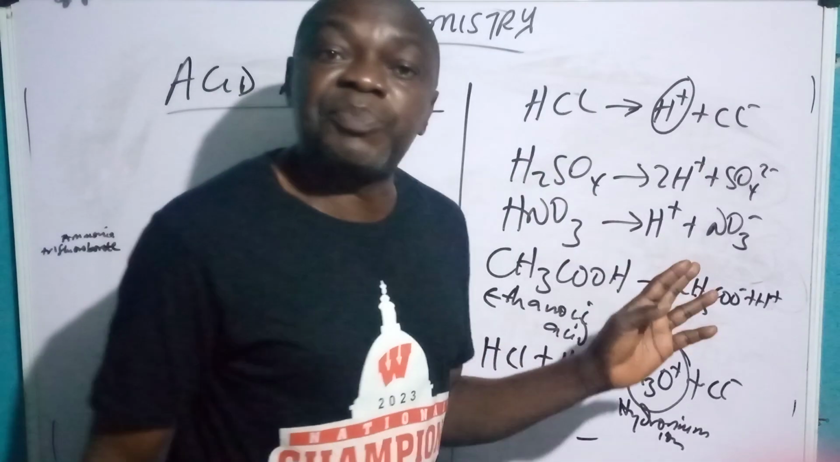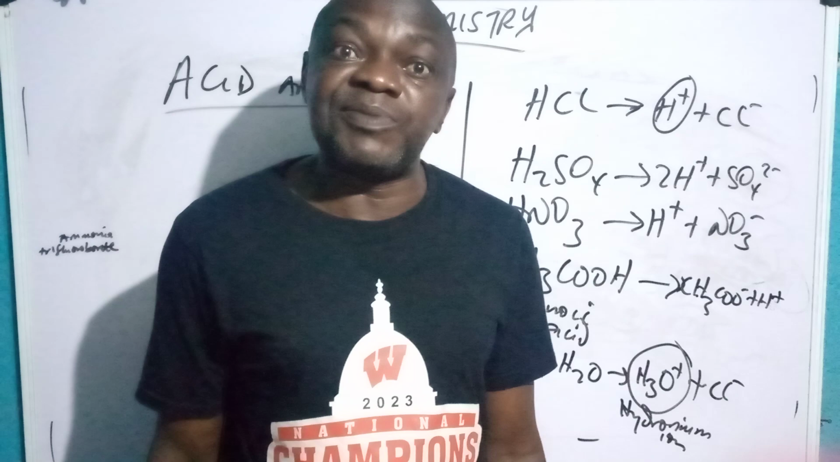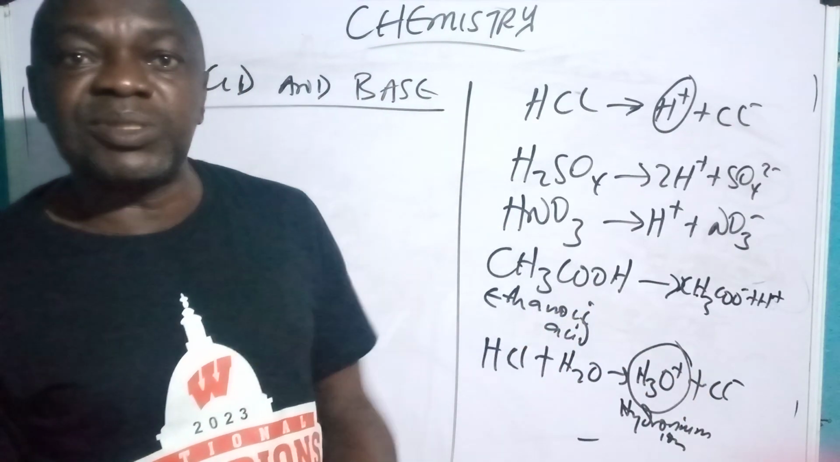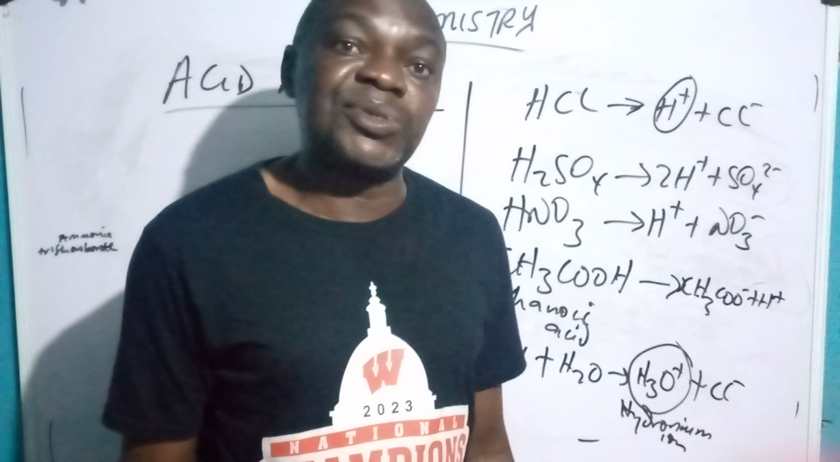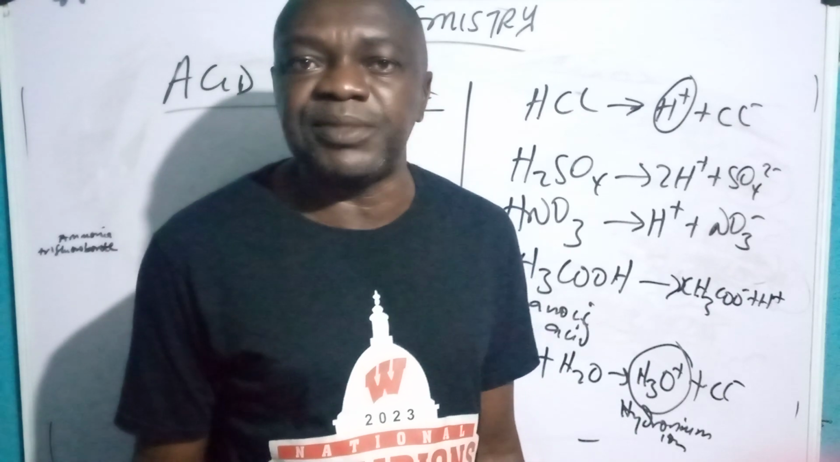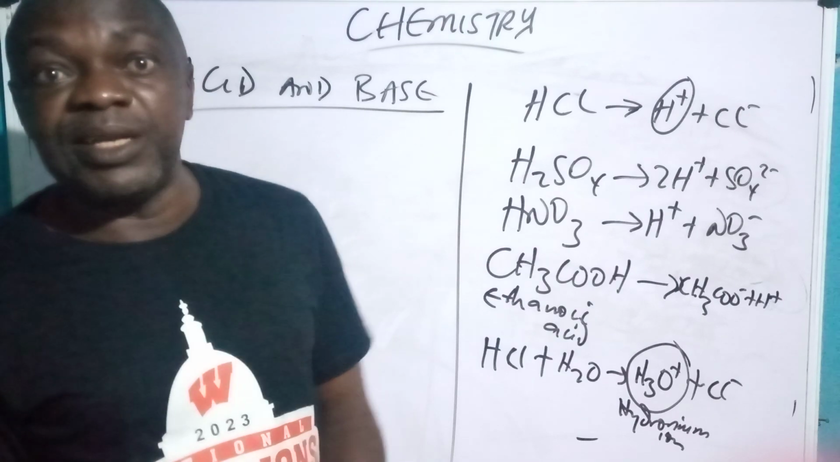Then acid has some properties. Some acids are very corrosive to the skin, so don't play with them. People pour acid on others, and it burns their skin like what fire can do. So those acids are very corrosive. What do we mean by corrosive? It means it can burn and damage the skin very badly. So you don't play with acid, especially when they are concentrated.